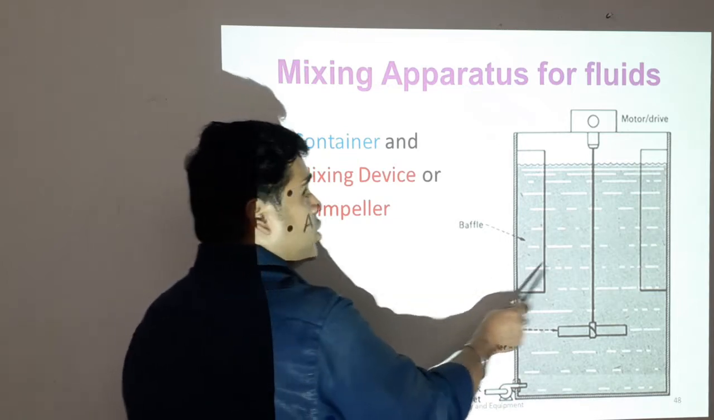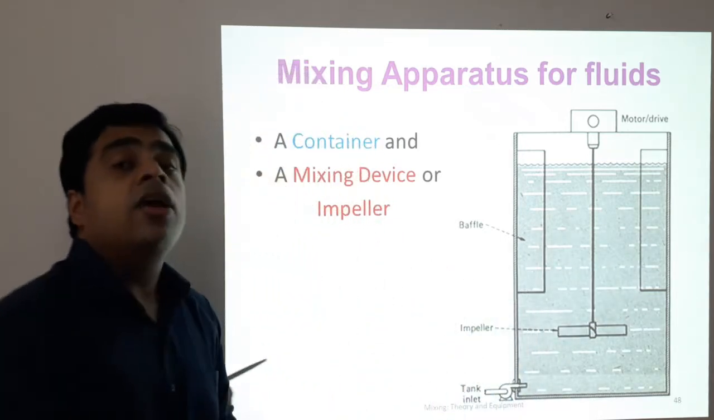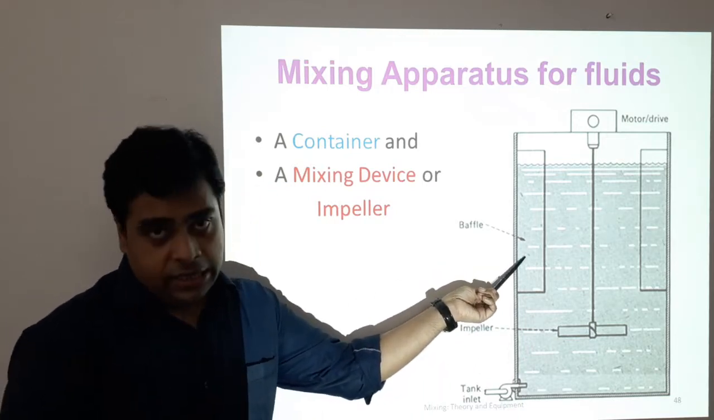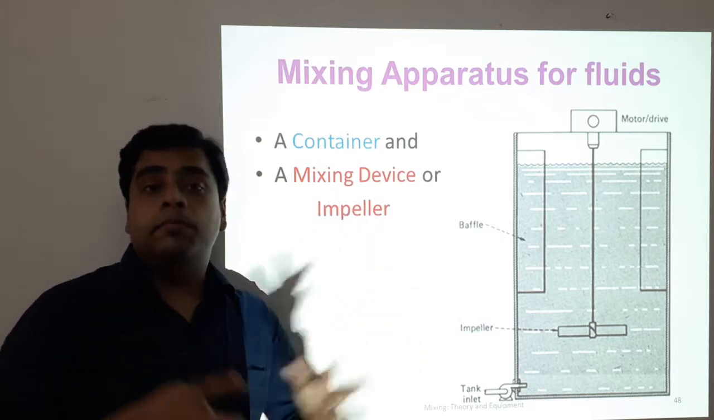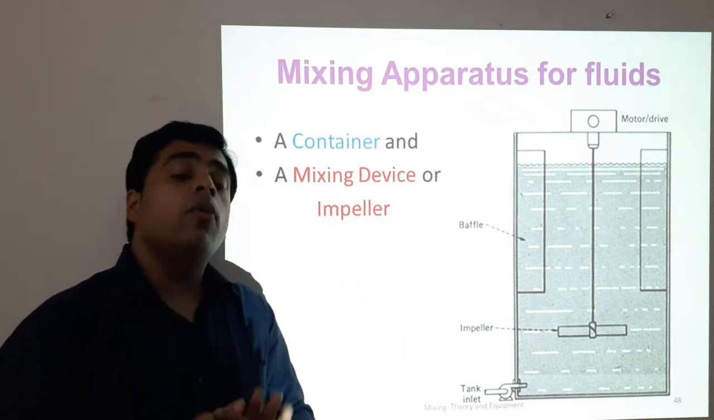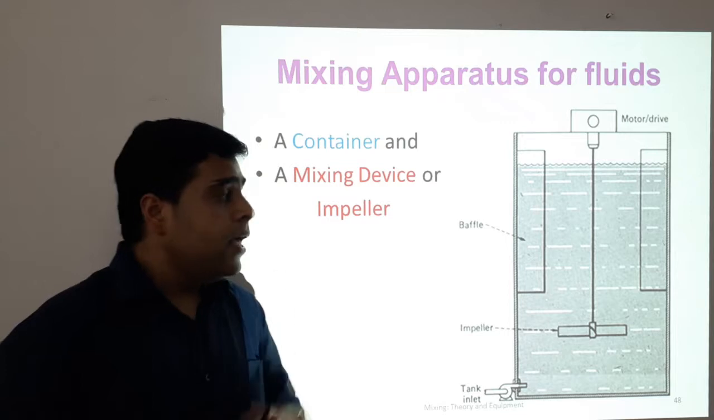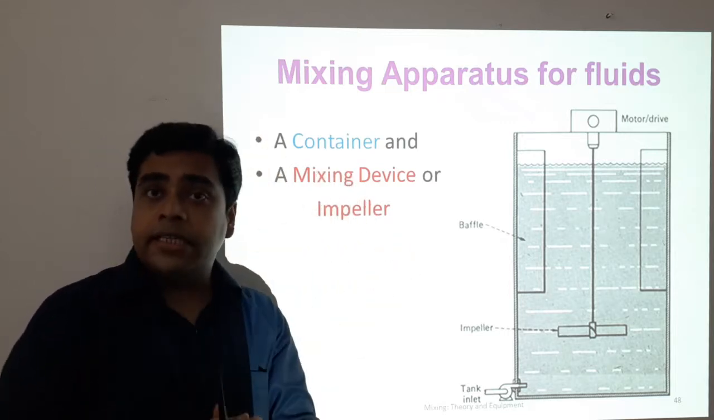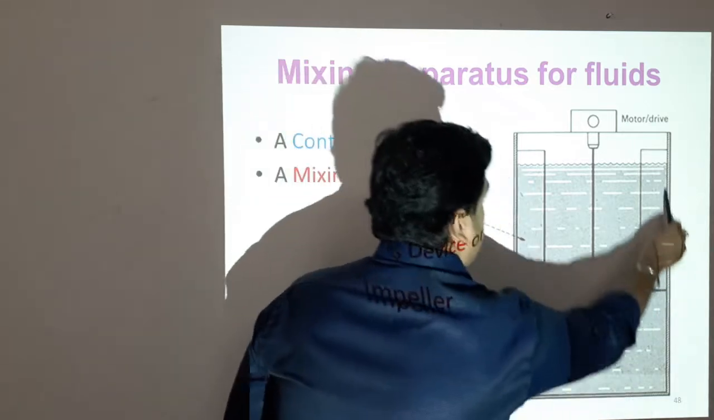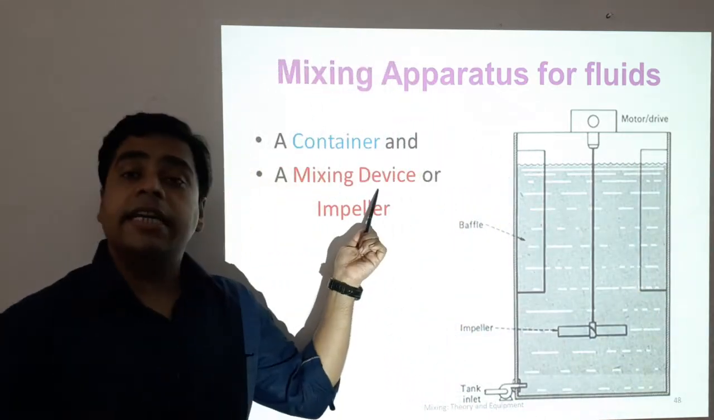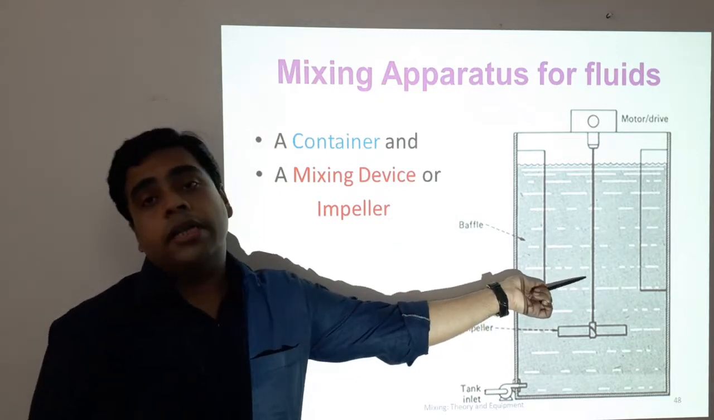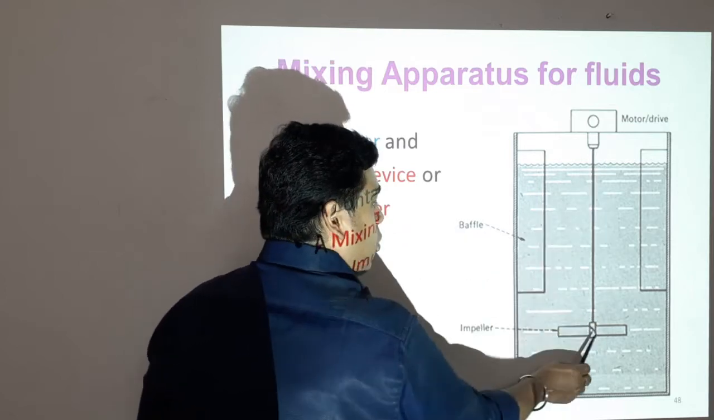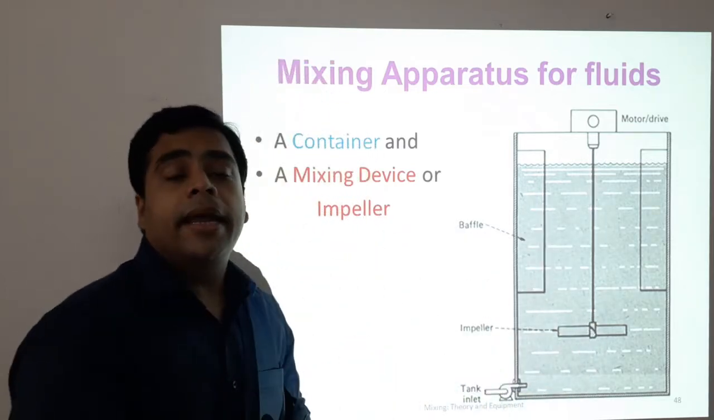And there are some partitions built in the mixing tank which are also very important, and those partitions are called baffles. So, quite a simple diagrammatic representation, and it is easier compared to solid mixing, because here we are working with liquids. The basic apparatus contains a container or a particular system, and we have a mixing device. That mixing device is also called the impeller, and the shaft which is holding this impeller is called the impeller shaft.